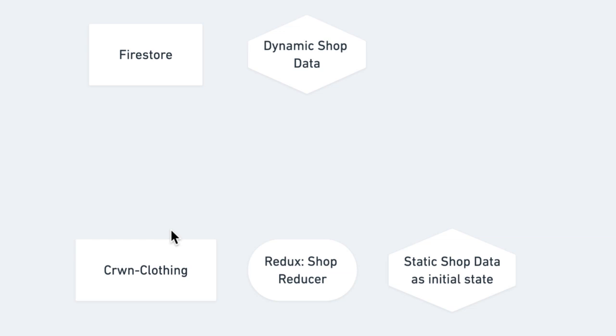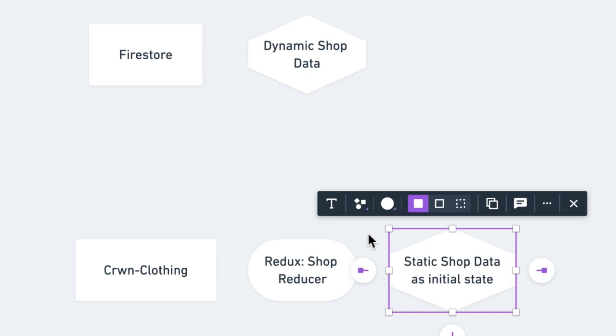How we originally had it before, and how we still have it now, is that we have our application itself, we have our Redux, right? And inside of our Redux, we have our shop reducer. Inside of our shop reducer and our front-end application as a whole, we have our shop data stored as a file. We then pass that into our reducer when we instantiate it, and we set that shop data as the initial value of the initial state.